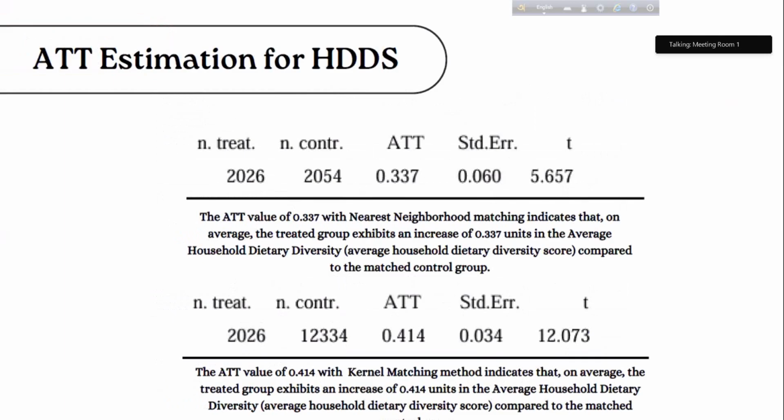Our ATT estimation for the household dietary diversity score: we first did nearest neighborhood matching, and then we did kernel matching. Since there was a lack of balancing, we did multiple matching to check if there is an issue with it. We found that all the values are in sync. With nearest neighborhood matching, the ATT value was 0.337, and with kernel matching, it was 0.414. So on average, both show that the average household dietary diversity score has increased with receiving remittance.